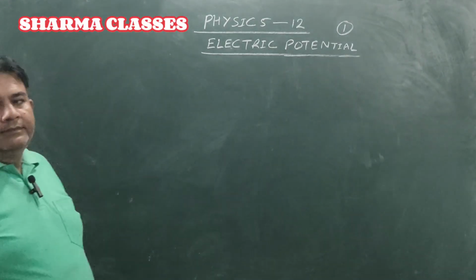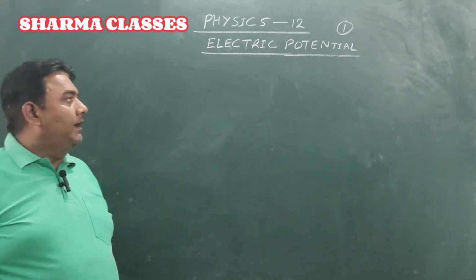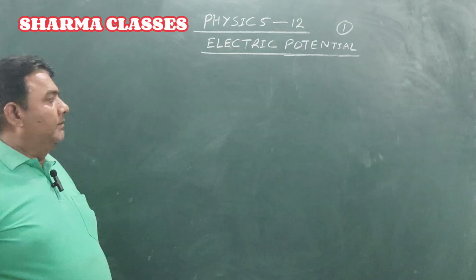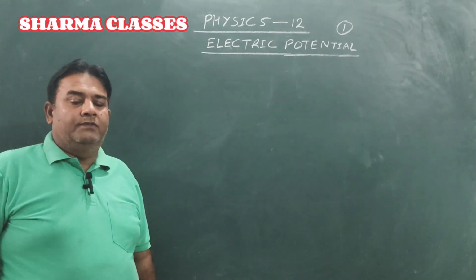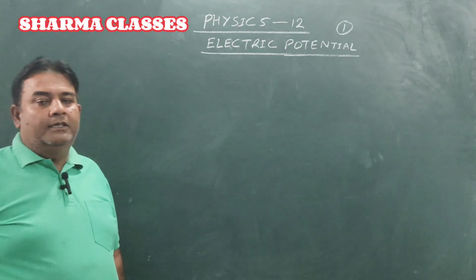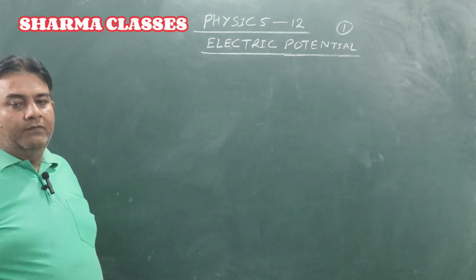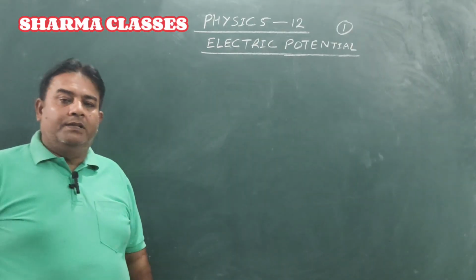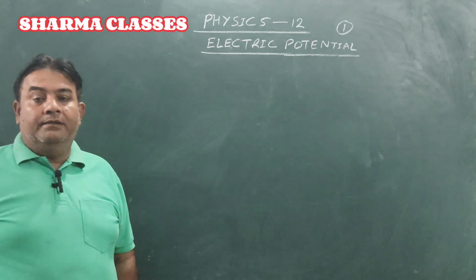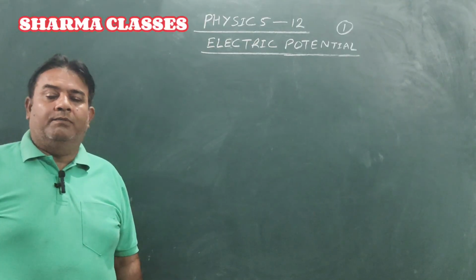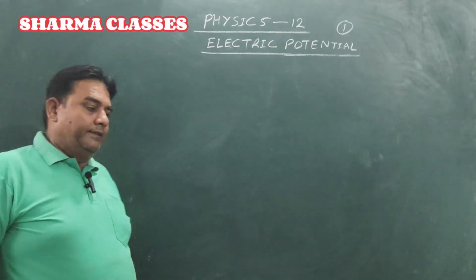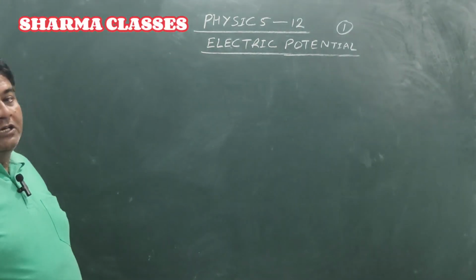Students, physics class 12, electric potential. This is video number 1 of chapter electric potential. In this chapter, we read about the concept of electric potential, what electric potential is, and the formulas related to electric potential. So first, the definition is given: electric potential difference.